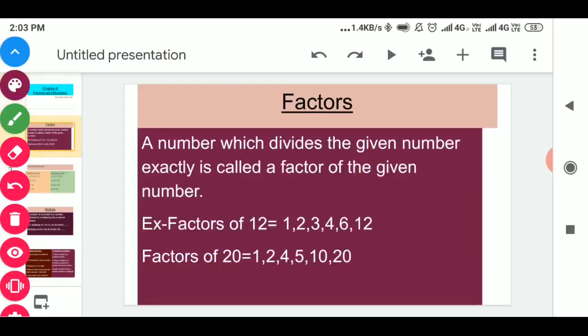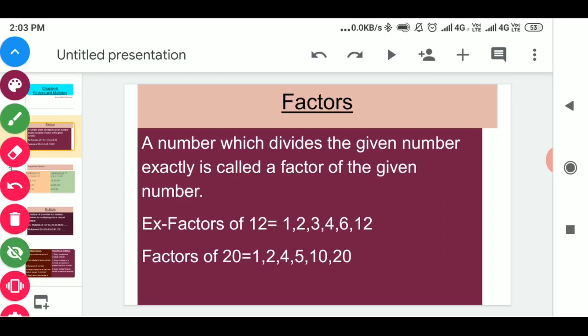So here is a question: what are factors? A factor is a number which divides the given number exactly. Such a number is called a factor of the given number. Example: factors of 12.